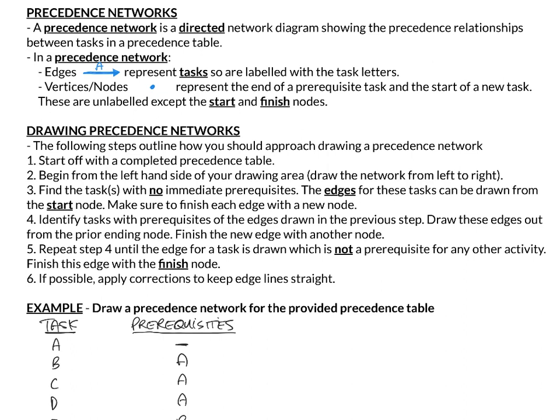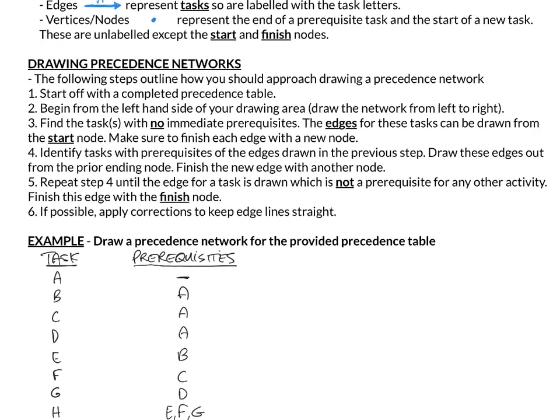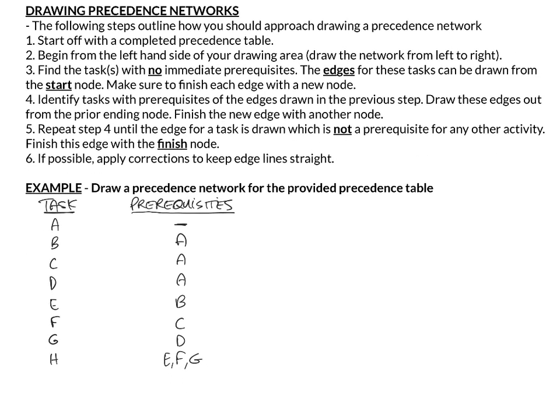So drawing precedence networks, what do we do? The following steps outline how you should approach drawing a precedence network formally. Step 1, you must have a completed precedence table. Step 2, begin from the left-hand side of your drawing area. So you've decided that you're going to draw a network in a particular part of your page. You should start from the left-hand side of that drawing area to ensure that you draw the network from left to right. That's what you're naturally accustomed to when writing. That's what you should just try to do for your answers.